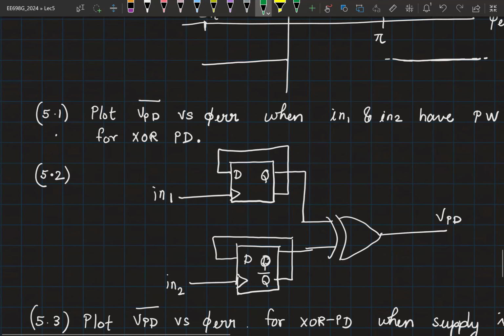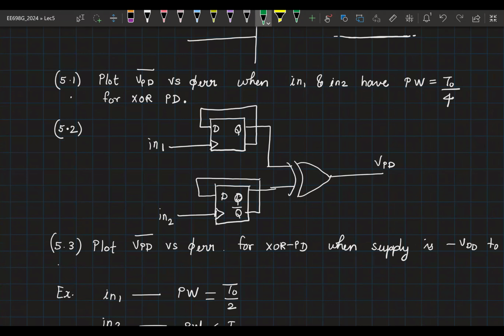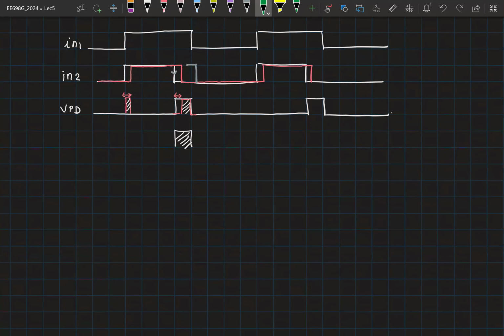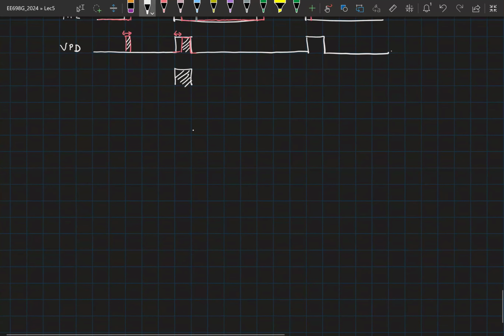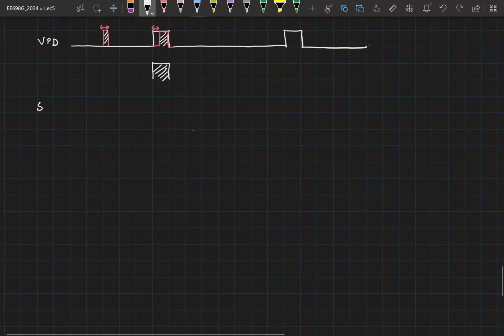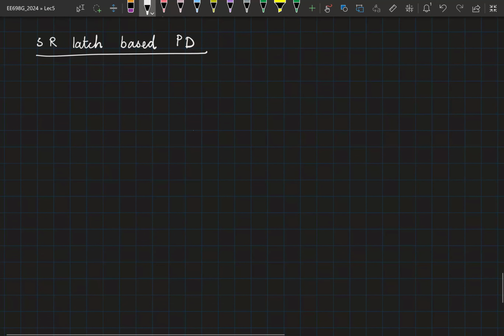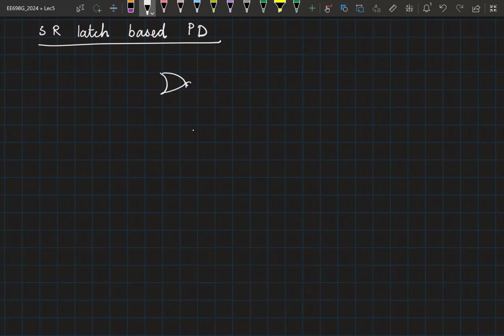The same method that we use for analysis right now, you can use to analyze all the other examples I've given. So now we move on to an SR latch-based PD. Let me refresh your memory on the SR latch. Let's implement a NOR-based latch.